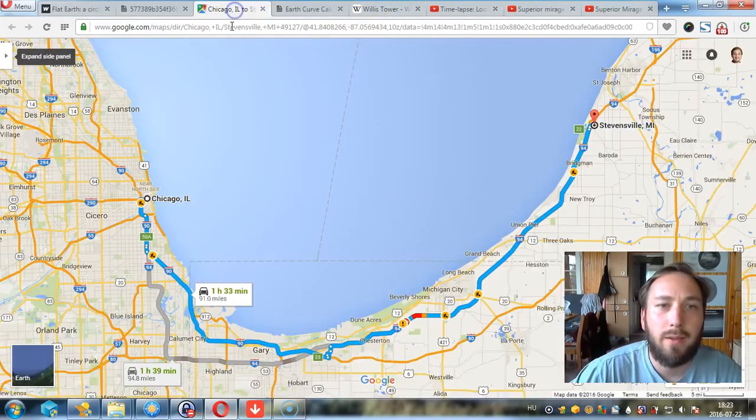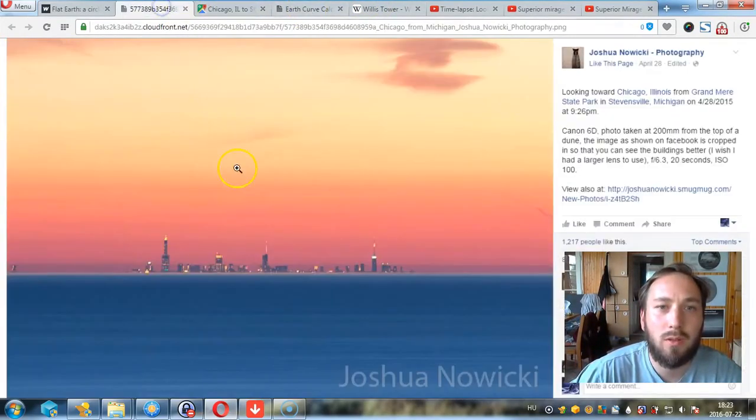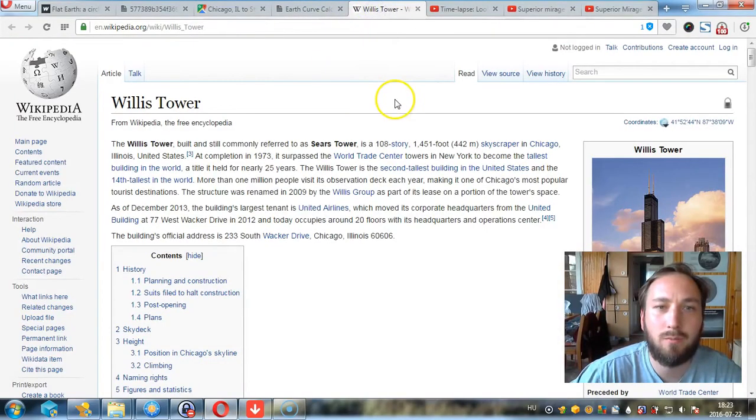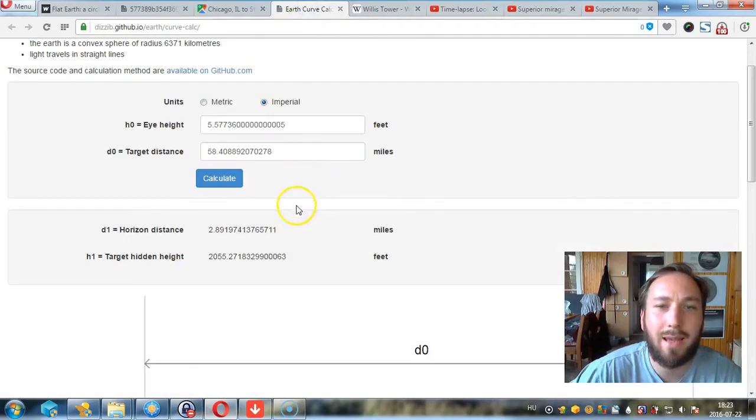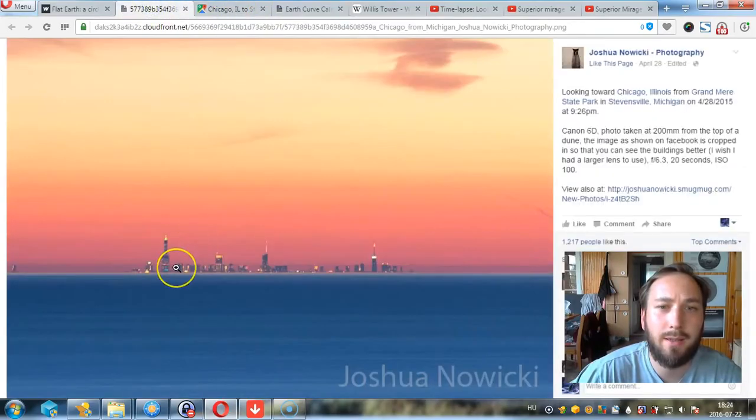Now, in Chicago, in this picture, the Willis Tower is 1,458 foot or 442 miles. So by that, this should be already under the curvature. You shouldn't see it, but clearly we can see it. How come? Well, it turns out that the Earth is flat.